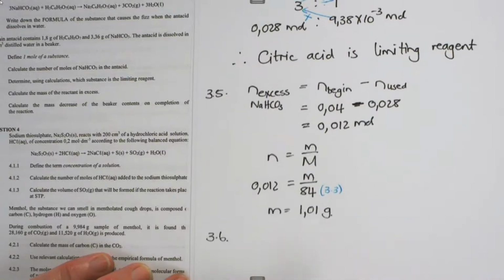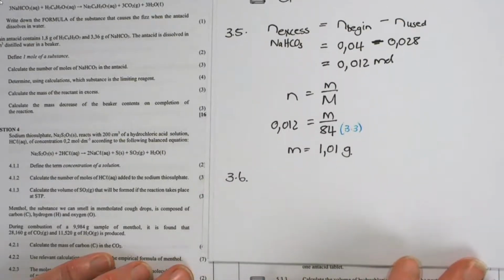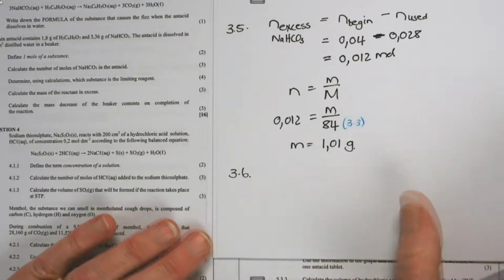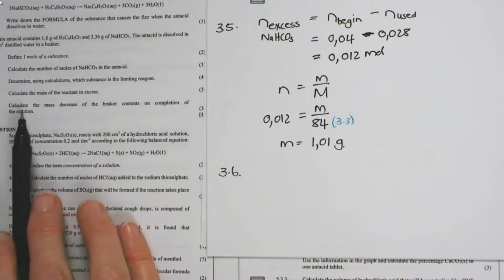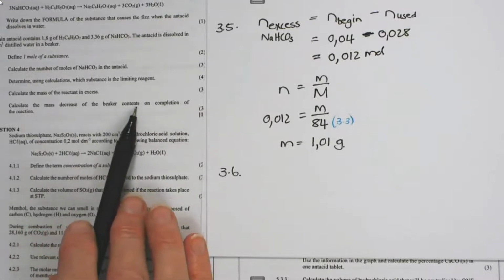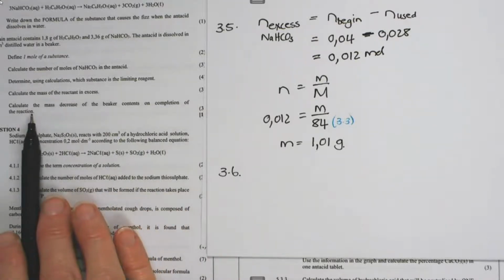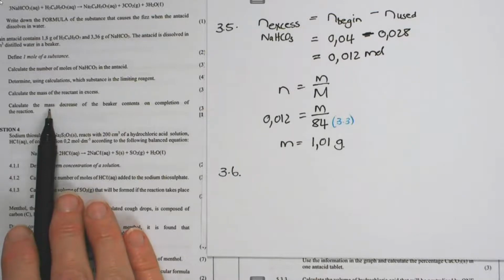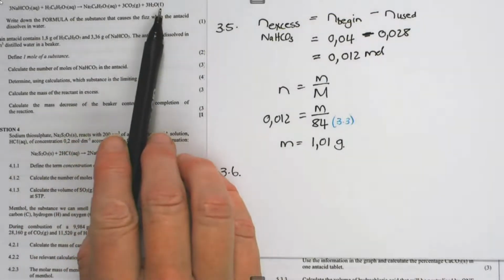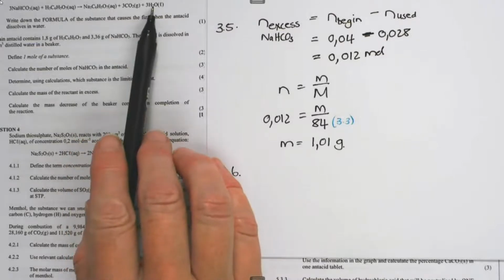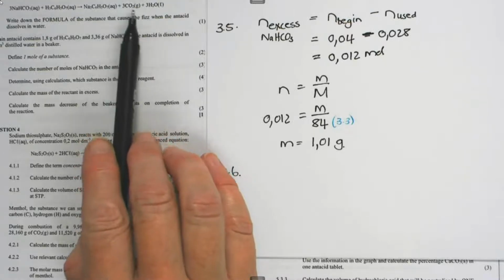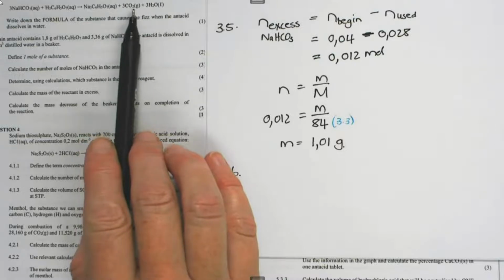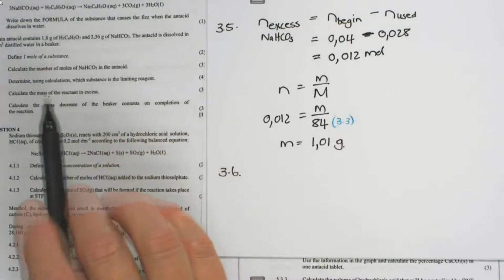Okay, 3.6. This is now a little bit more difficult question because they don't tell you directly what you must work out. You must know what you must work out here. They say, calculate the mass decrease of the beaker contents on completion of the reaction. Now, what made the mass of the beaker decrease? If I look at that total reaction there, the aq is dissolved in that water. But what happened to the CO2? It made a fizzy sound and that left the beaker. So the decrease in the beaker is caused by the CO2 that left the beaker.